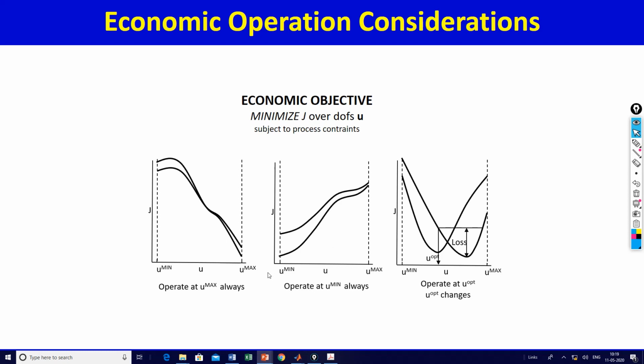See, in the first two cases, the optimum is at a constraint, either max or min. So in the first case it is at max, in the second case it is at min. In the third case, the optimum is neither at min nor at max, but somewhere in between. It's an unconstrained optimum, and this unconstrained optimum moves with disturbances or changes in operating conditions, and so you need to track the optimum, the unconstrained optimum.